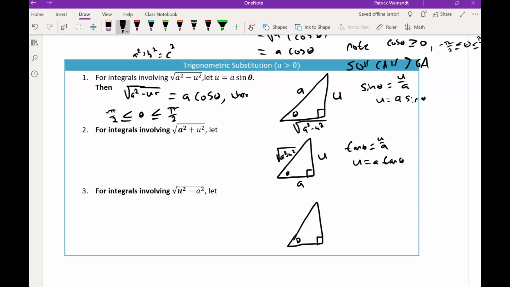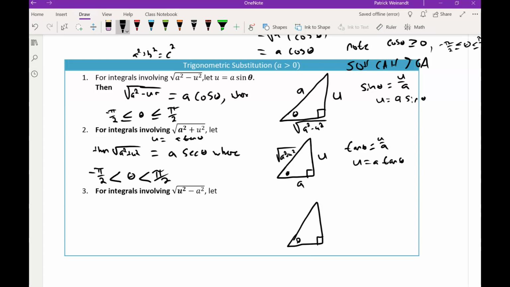So that's how you come up with these substitutions you're going to plug in. So u is going to equal a times tangent of theta, and if we substituted that in, you would have a squared plus a times tangent theta, squared, which would be a squared tangent squared. You'd simplify that, and you'd find that the square root of a squared plus u squared is going to equal a times secant theta, where once again we're on this interval: negative pi over 2 is less than theta, which is less than pi over 2.